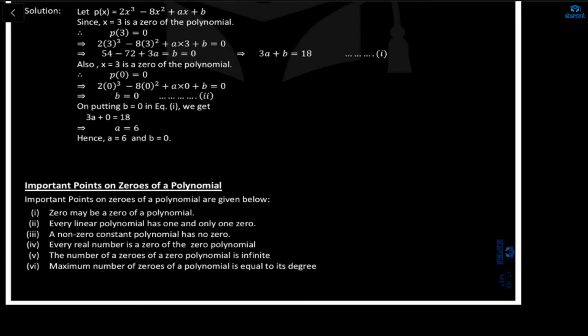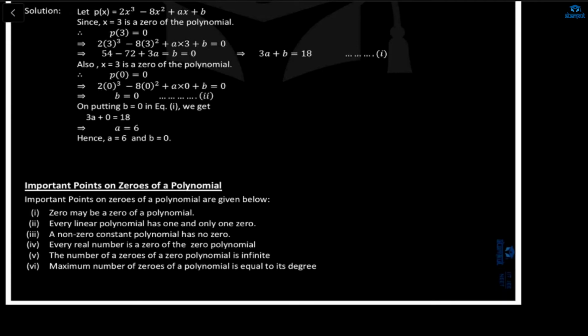Why so? Shazan, can you tell me why every real number is a zero of the zero polynomial? First tell me, what is a zero polynomial? Arham, do you know what is a zero polynomial? What is a linear polynomial? Yes, Shazan, x power 1. What is a cubic polynomial? x power 3. What will be the zero polynomial? Then what was so complicated here? From the name itself, zero polynomial means the degree of the polynomial will be 0.